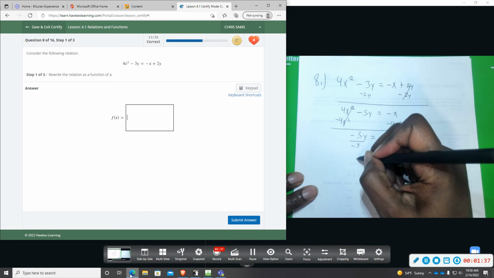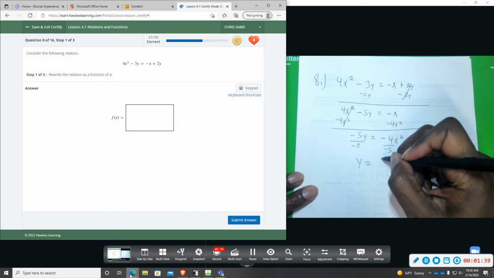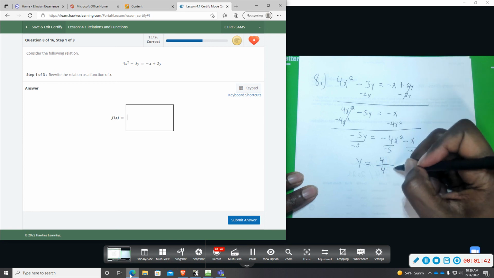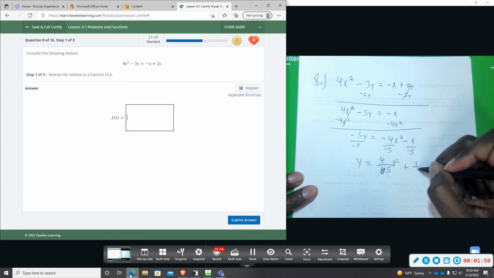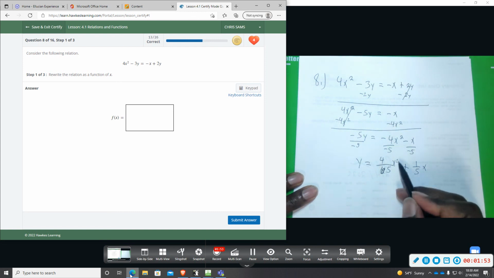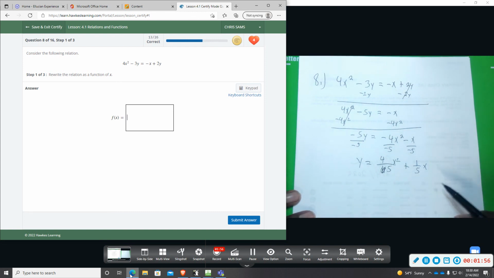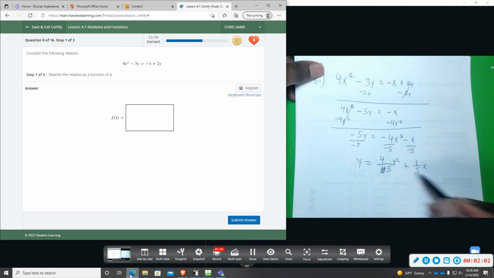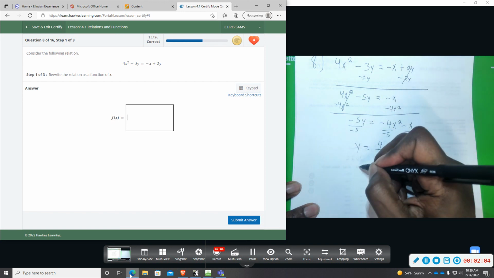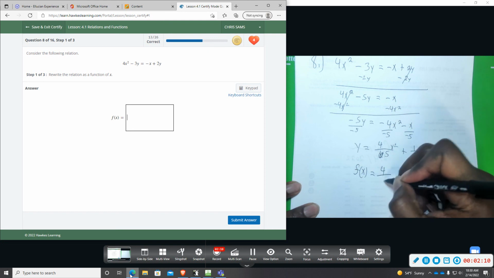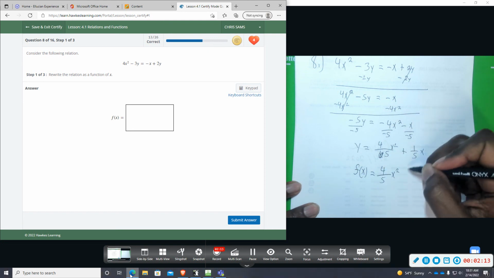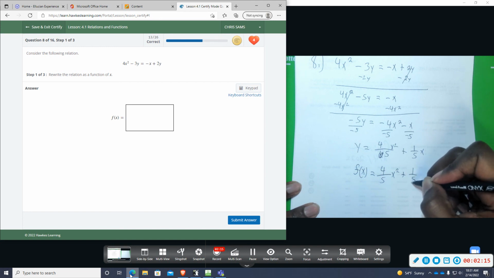And that will leave us with y equals a positive 4 over 5x squared, and then plus 1 over 5x. Now you can put the x to the side or on top, it's the same. Negative divided by negative is a positive, that's why we change the signs. And then this is just equation format. The function format, we just replace that with f of x, and it's the same thing, 4 over 5 x squared plus 1 over 5x.